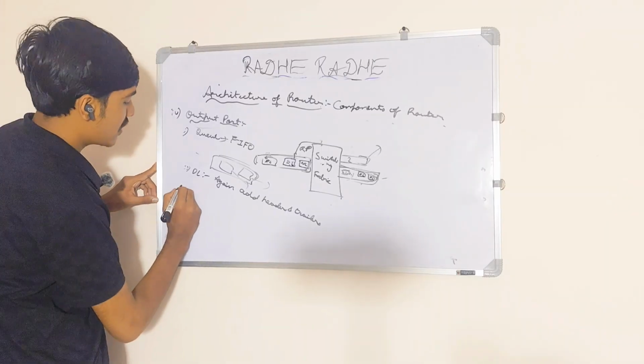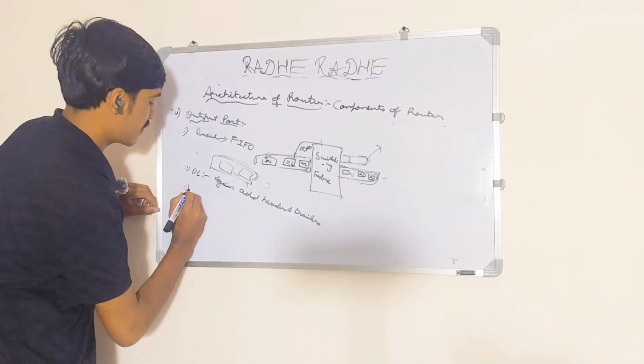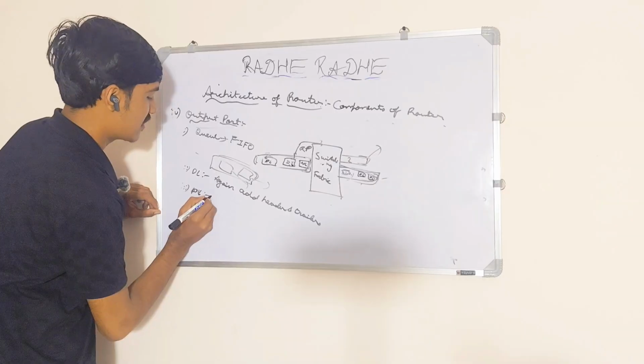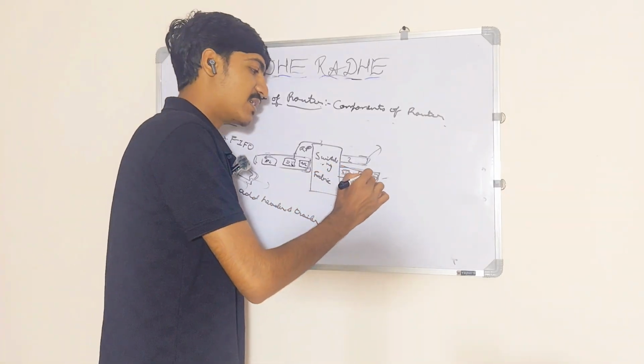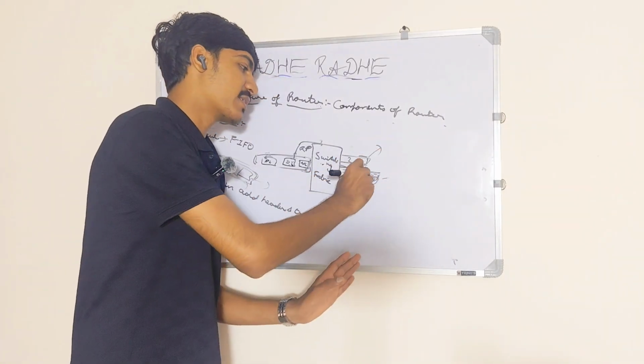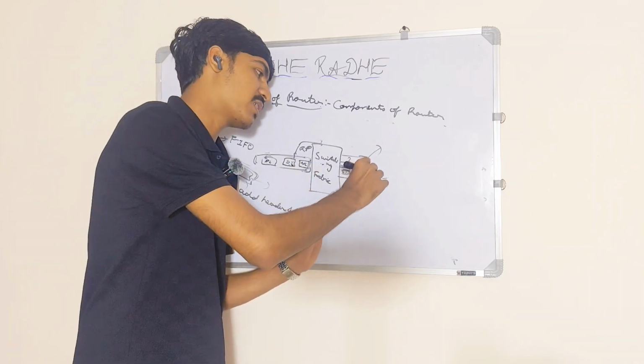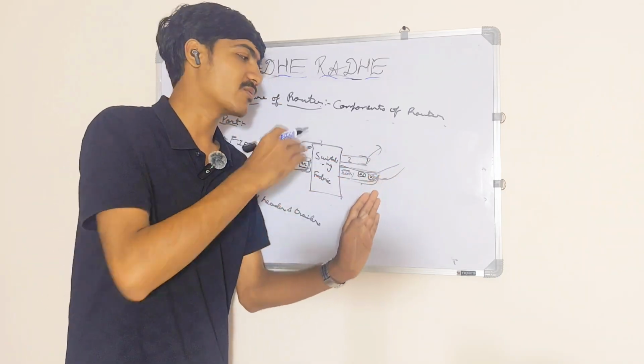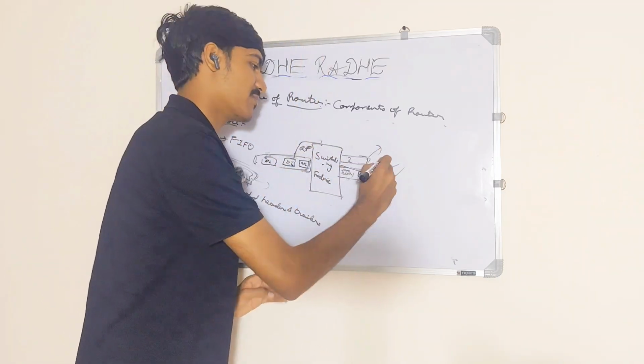Okay. Now the third thing, physical layer, nothing but this component of the output port is actually responsible for creating a physical connection again to another device or another router or another modem. That's it.